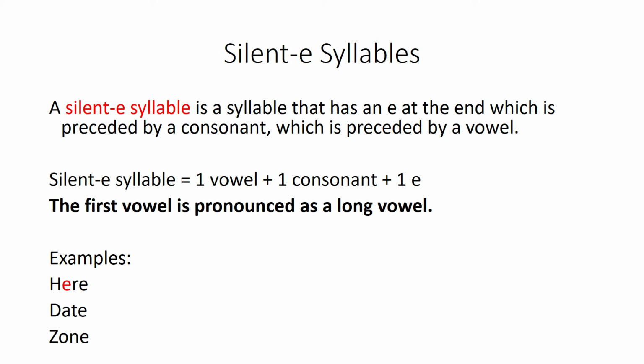This first word, the first E is pronounced, so it's pronounced here because it's a long E. And in this case, the letter A is pronounced long, date. And here, the letter O is pronounced long, zone. So the final E, the silent E, is not pronounced. What it does is actually lengthen the first vowel. It makes the first vowel long.